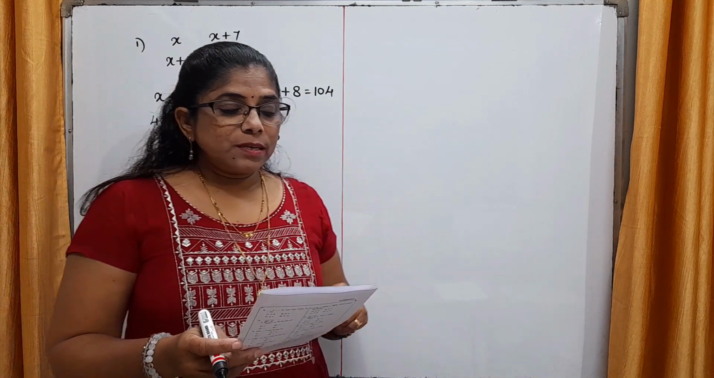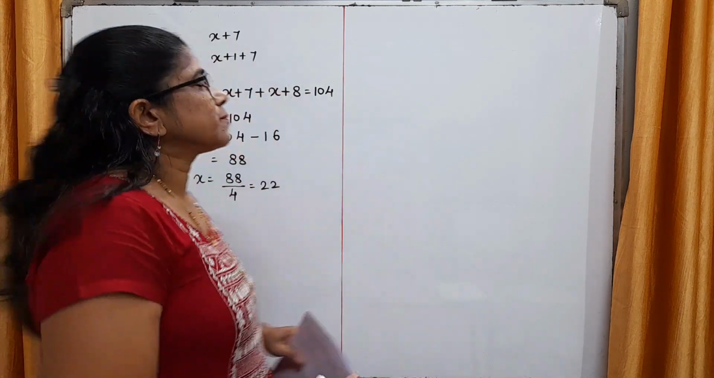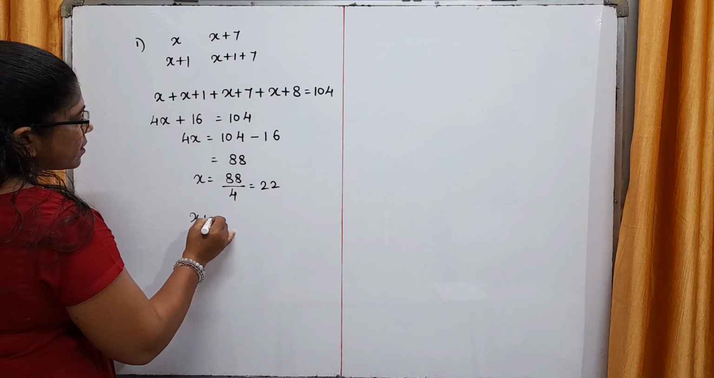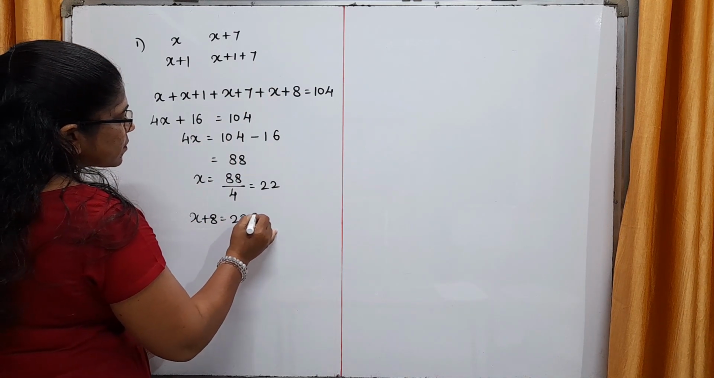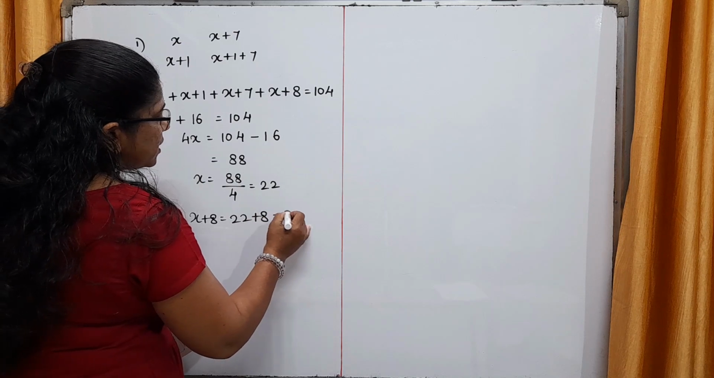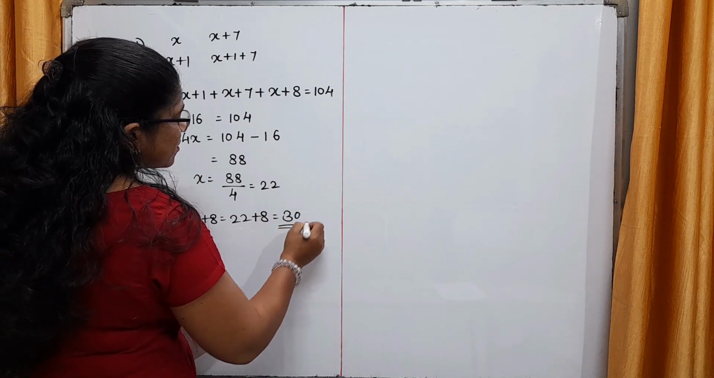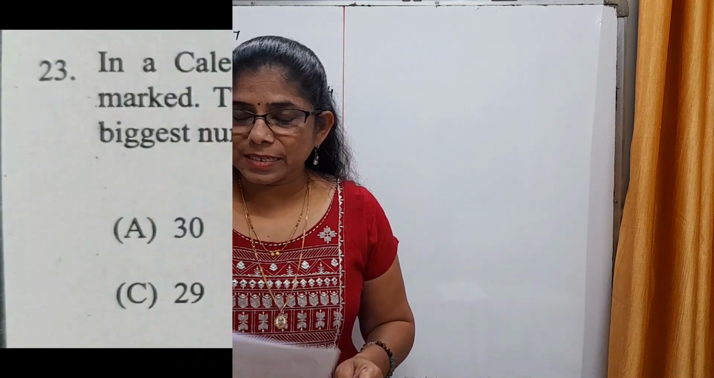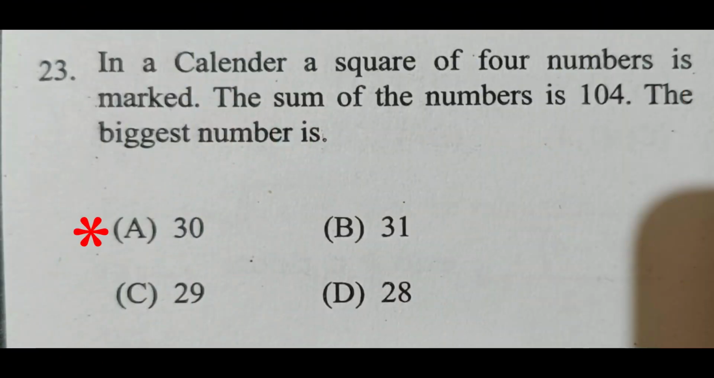And the question is, the biggest number is. The biggest number here is X plus 8. 22 plus 8, that is 30. 30 is the answer, which is option A in this case. So option A is our right answer.